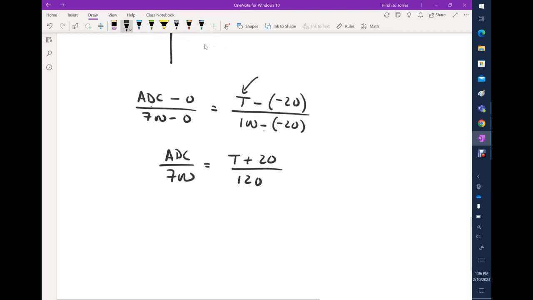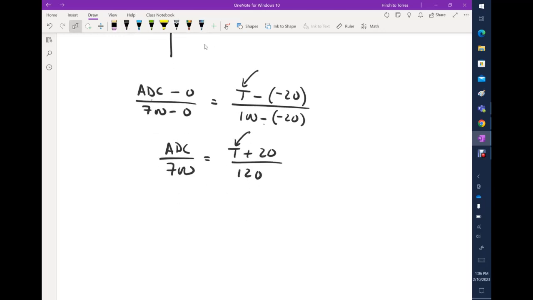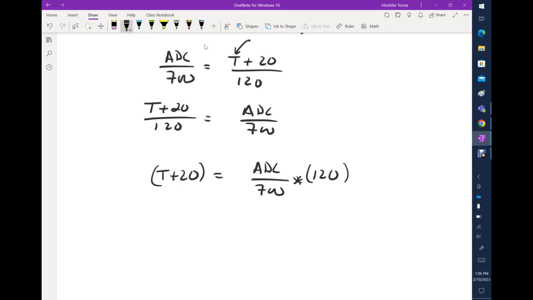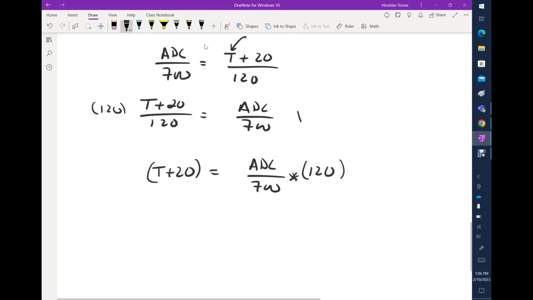This is an example. So the idea is to put everything in terms of T. So let's rewrite the whole thing like this, to make life easier. So now we got T plus 20 equal ADC over 700 multiplied by 120. Multiply 120 by both sides. Let's write it here so everybody knows what I'm doing.